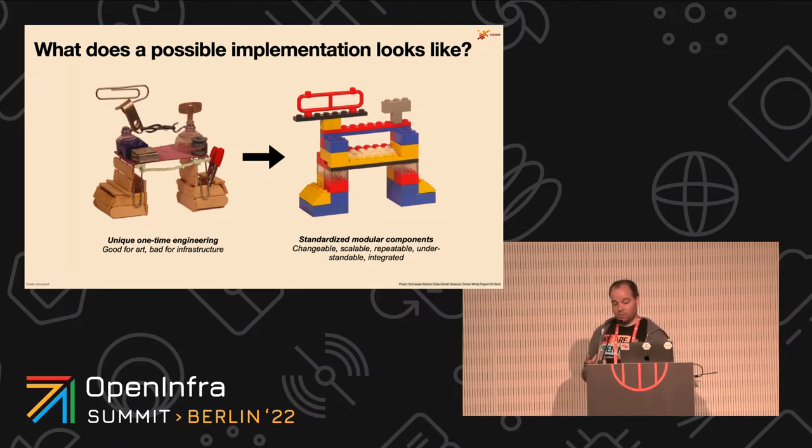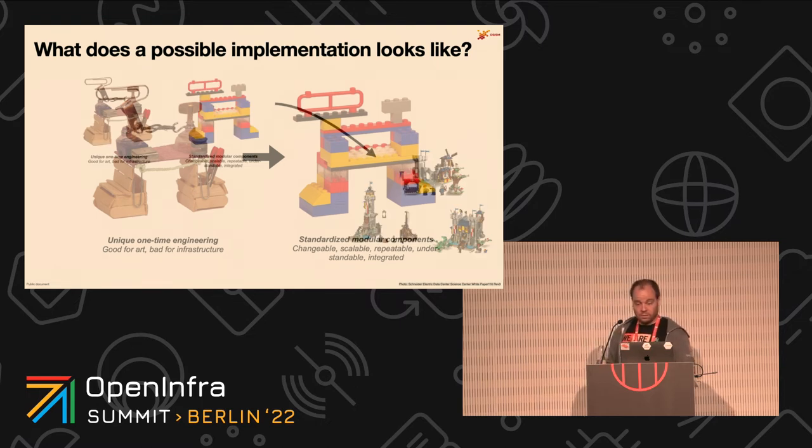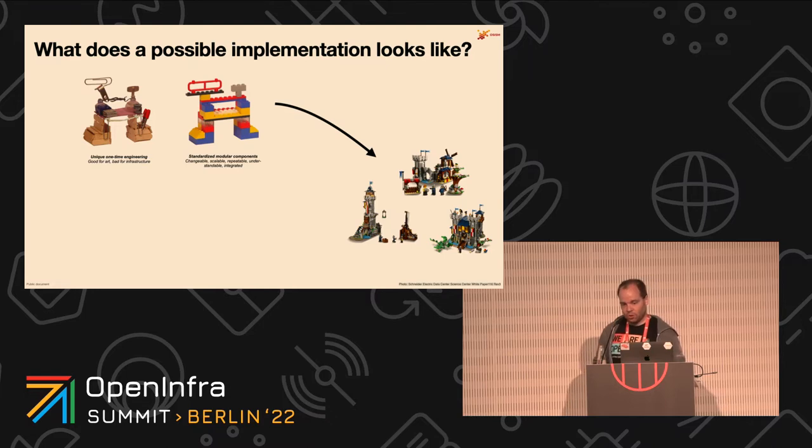And so one of the things you have to do is standardize the components. They have to be changeable and scalable and repeatable and understandable. This is really important. And you have to be able to integrate them with layers atop of them and on the bottom. And when you have such an approach, then you can simply change the underlying components and can build something totally different from the same bricks.